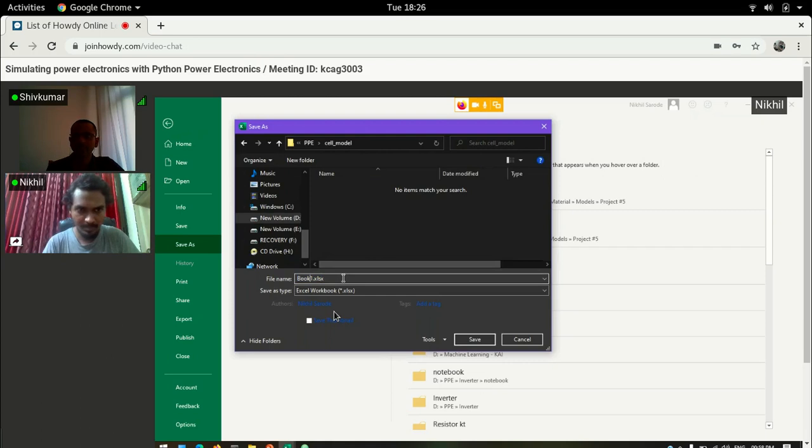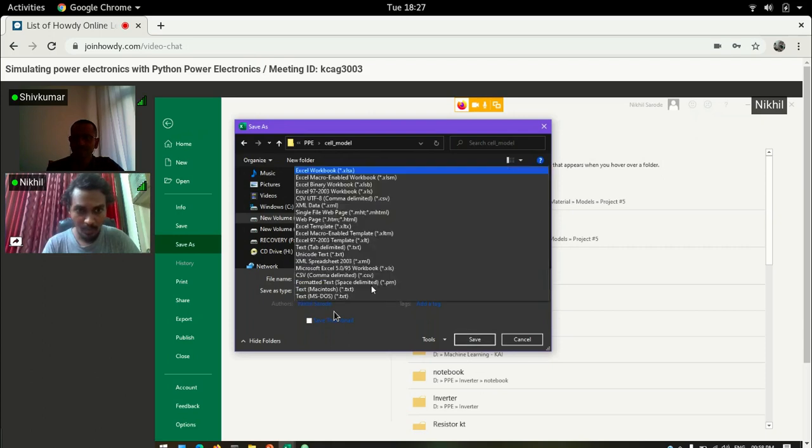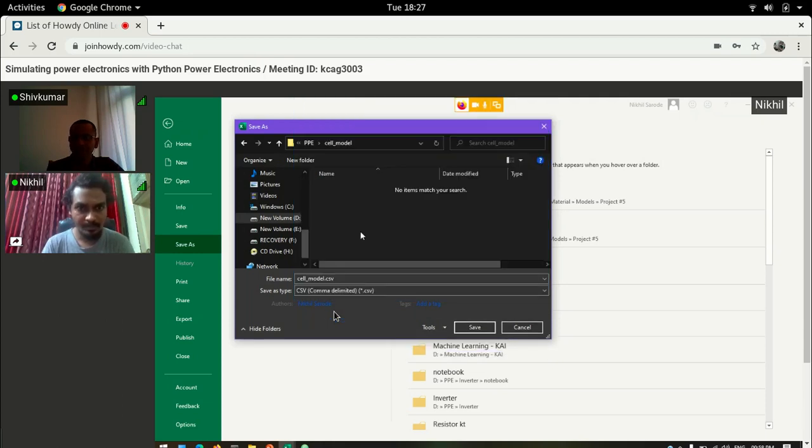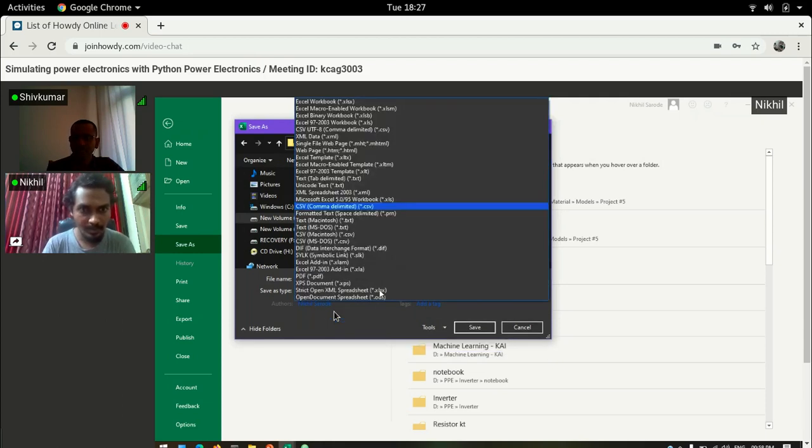Just make sure it is in the same directory, that's all. And also make sure the CSV file is saved with the type as CSV MS-DOS. If you look at CSV MS-DOS, that is the best, because that is like plain text.